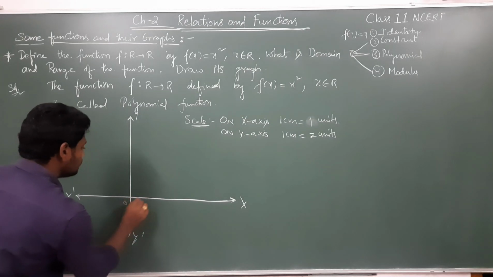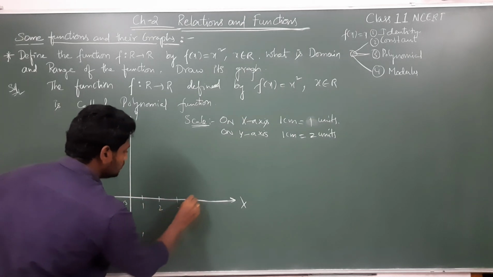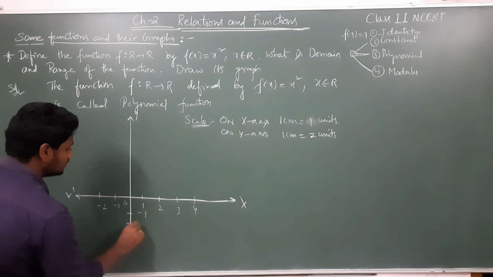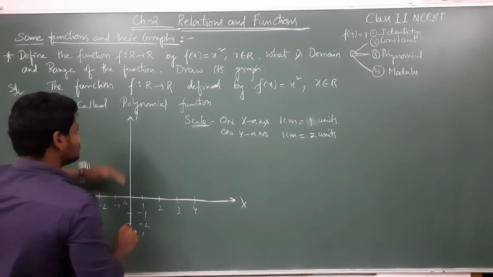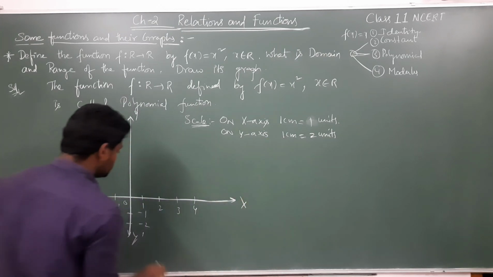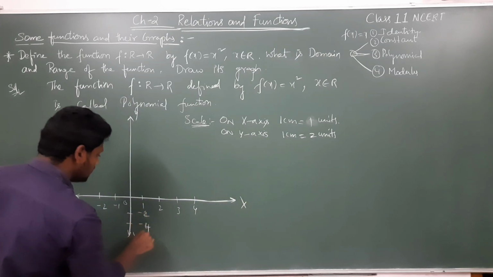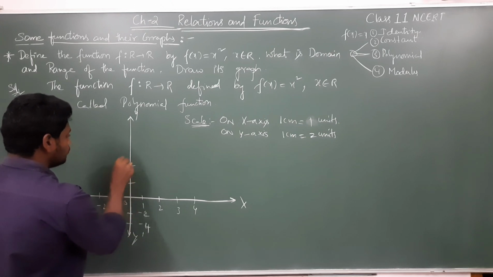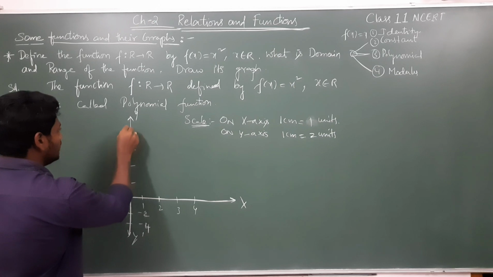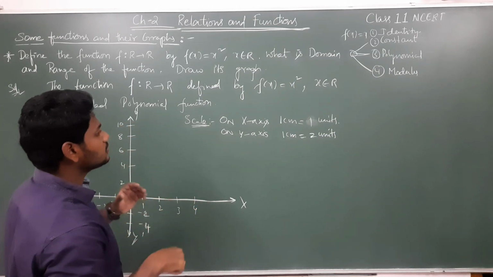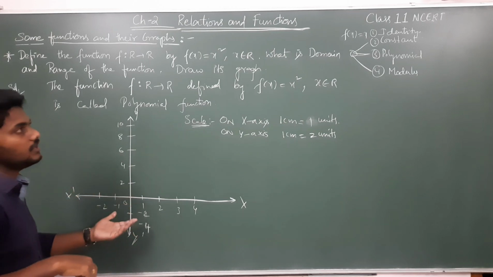So this is 0, this is 1, 2, 3, 4, and minus 1, minus 2. This is minus 1, minus 2. On the positive y-axis we have taken 2 units each, so this is 2, this is 4, 6, 8, 10 like that. This is minus 2, this is minus 4. Now we need to substitute x values, then we will get y values.